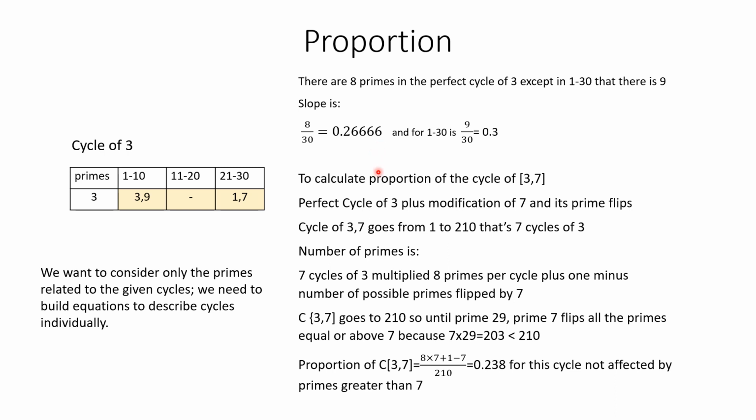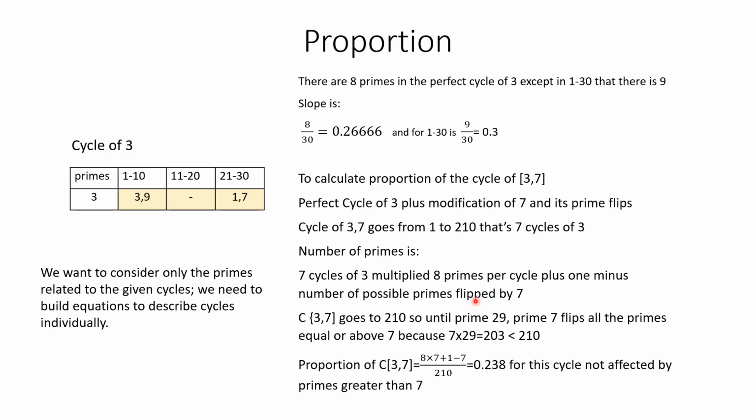Except in the first 10 of the cycle of 3 there will be 0.3, because the 3 is a prime also. To calculate the proportion of primes in the cycle of 3 and 7, first a cycle of 3 plus modification of 7 and its prime flips. So the cycle of 3 and 7 goes from 1 to 210. That's 7 cycles of 3.